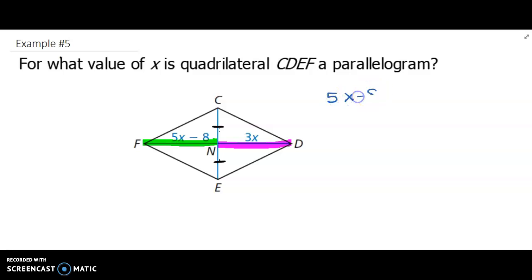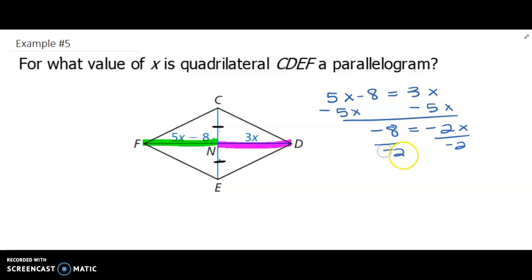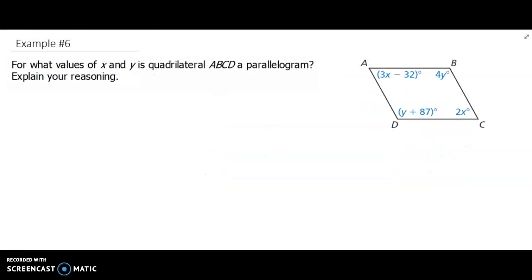So I need 5x minus 8 to be equal to 3x. Then do a little bit of algebra. Subtract 5x from both sides. I'm left with negative 8 equals negative 2x. Divide by negative 2. I get 4 equals x. Well, that's all I needed. What is the value of x? x is 4. Problem solved. All right, I'm going to let you do example 6 on your own, and then we will go over it.